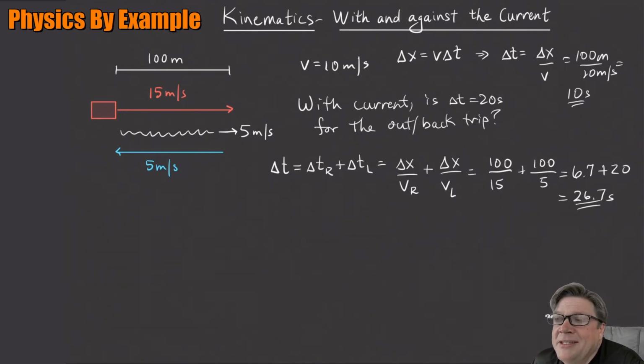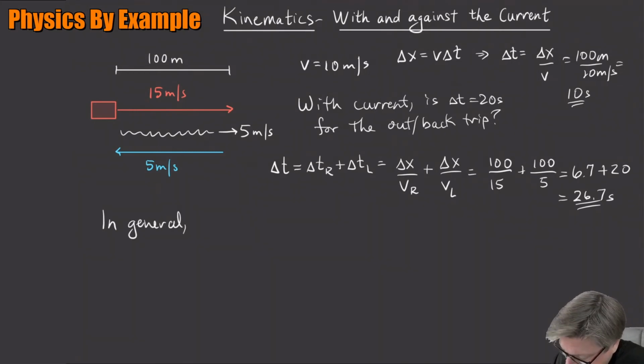So that's interesting. Let's solve it in general. This is something that we like to do in physics. In general, let's get a general formula so we can see what's going on. The total time taken is going to be, well, we have it written up there, right? The delta x over VR plus delta x over VL.